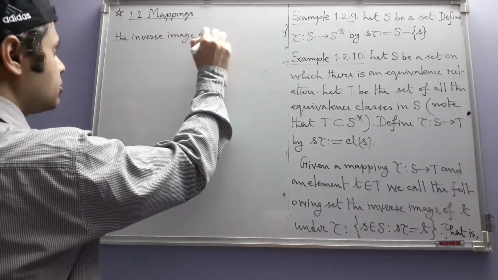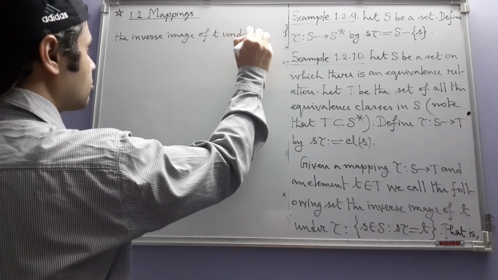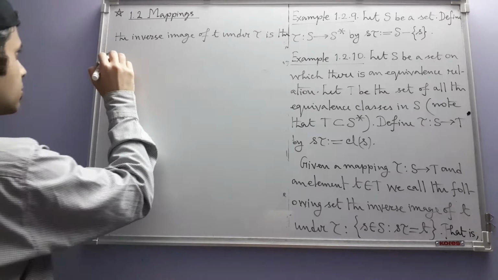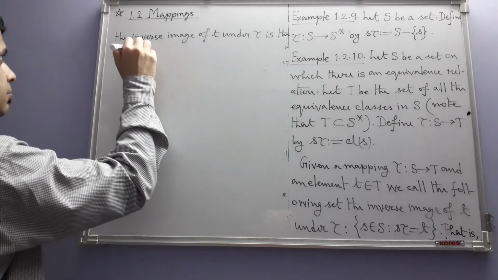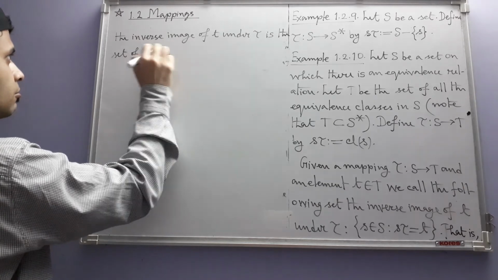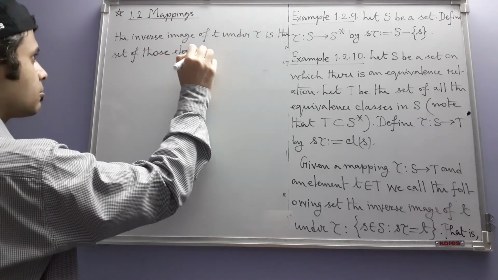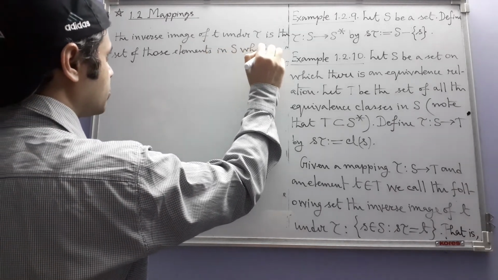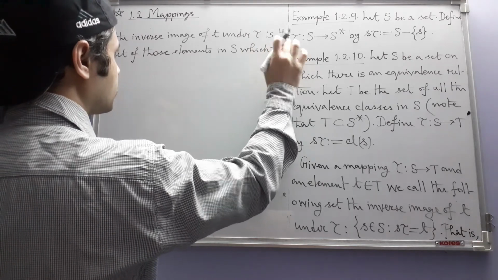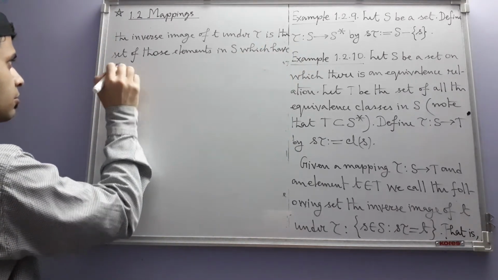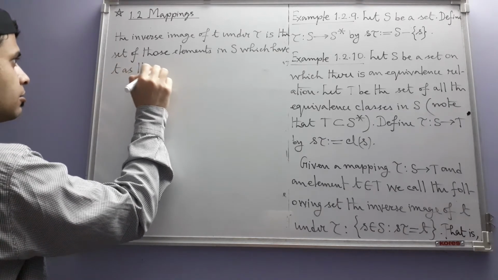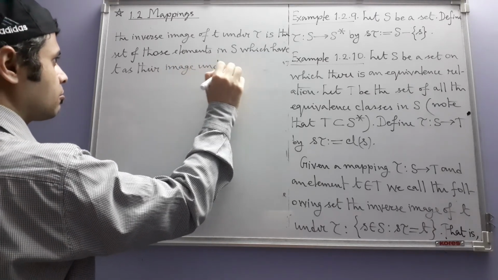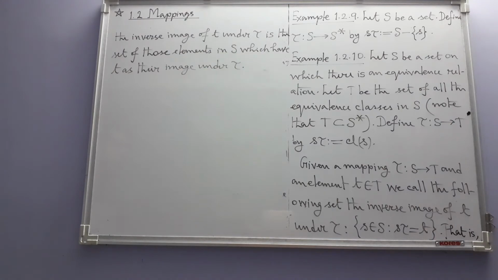So that is, the inverse image of t under tau is the set of those elements in S which have t as their image under tau.